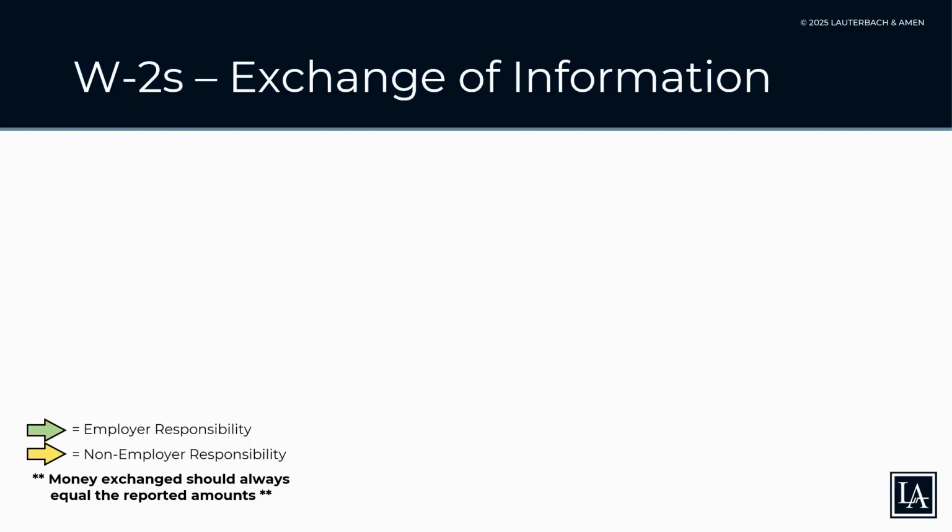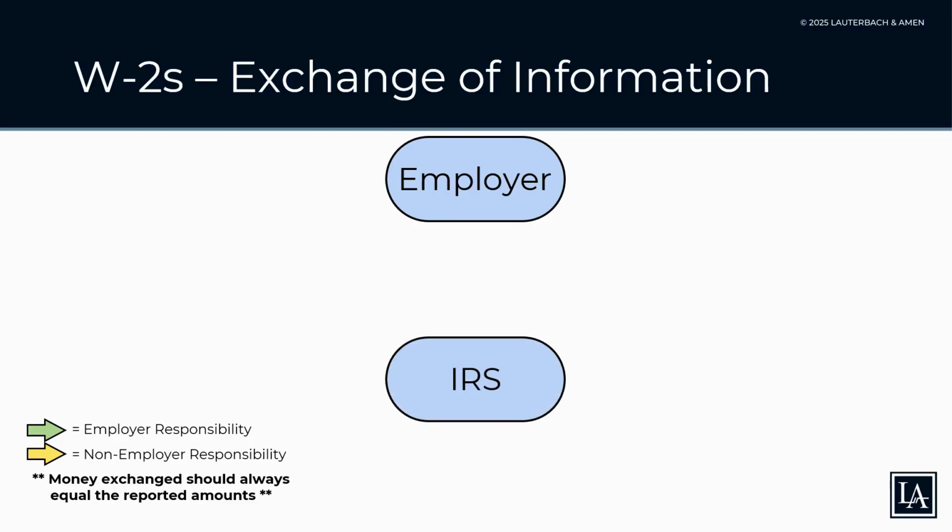So you're the employer. You're going to issue to the IRS 941s. So you're doing that. And you'll notice here it's a little color-coded. So the green, any green arrow is the employer responsibility. So anywhere you see green, that's your responsibility. And then yellow is going to be our non-employee, or non-employer. So that might be the employee, that might be the IRS. We'll see. So employer giving your 941s to the IRS.